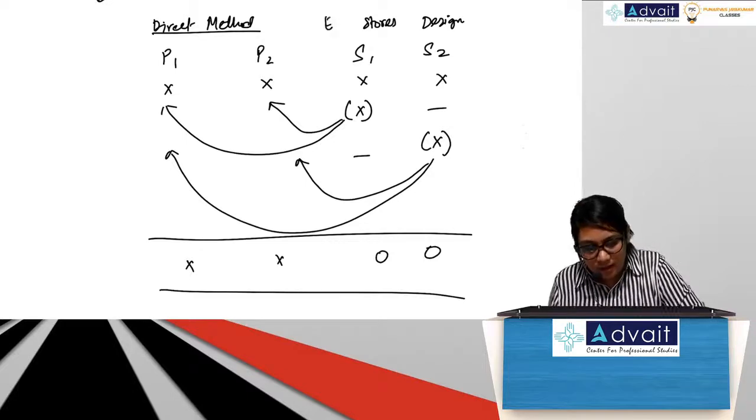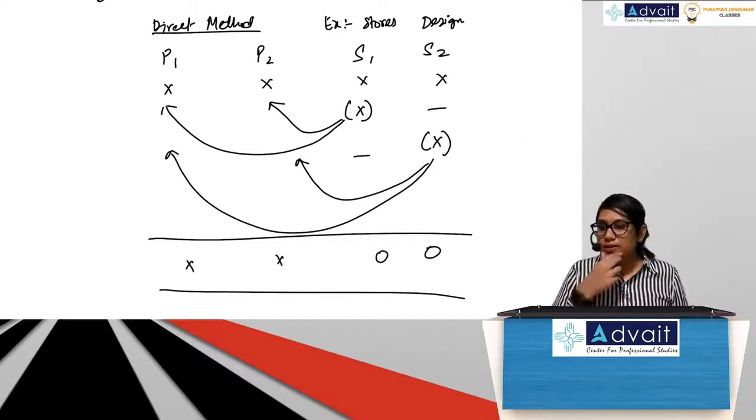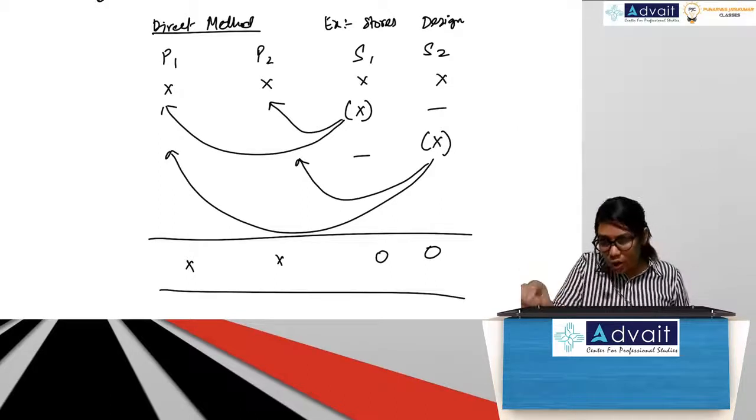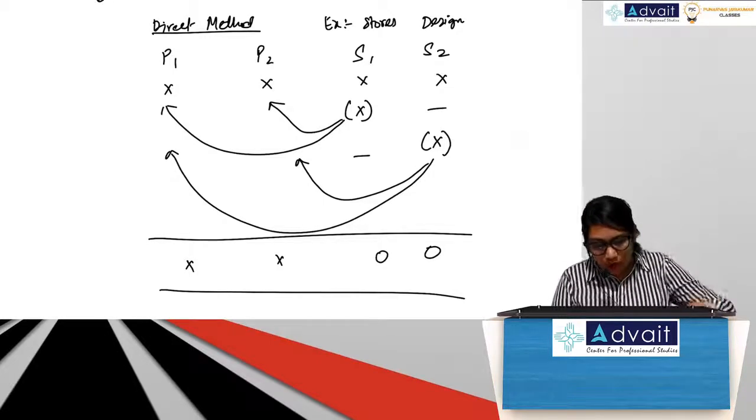You can actually make a note of this. Stores and design are examples. You can actually make a small note like this. It will actually help you to revise. You can put P1, P2, S1, S2 and show how they are transferring.